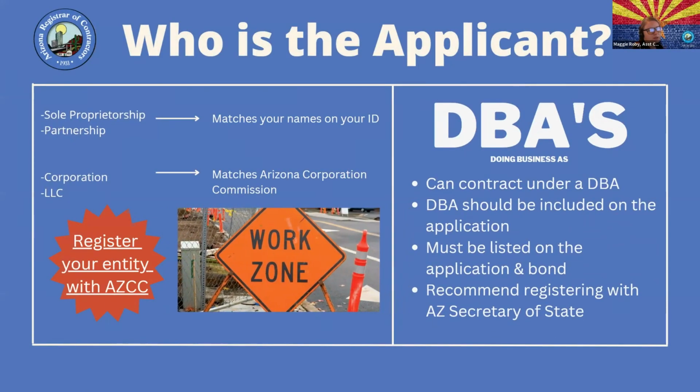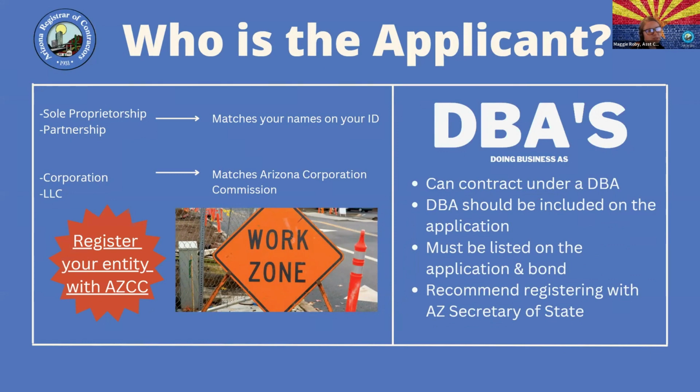First thing you're going to need to determine is who is the applicant. If you are applying as a sole proprietorship or a partnership, then your applicant is going to be the names as they match your government ID. If you are applying as a corporation or an LLC, you will need to register your entity with Arizona Corporation Commission, and then you will apply with your entity name exactly as it matches at Arizona Corporation Commission.